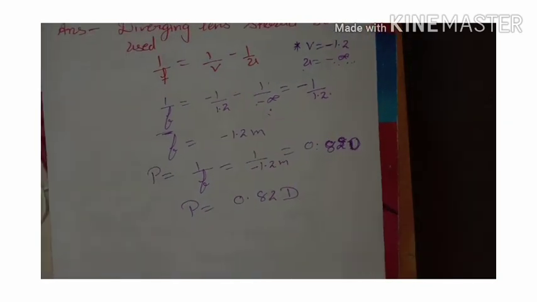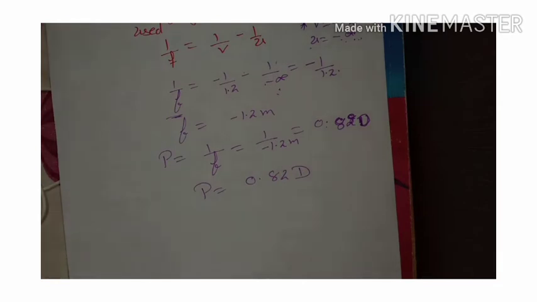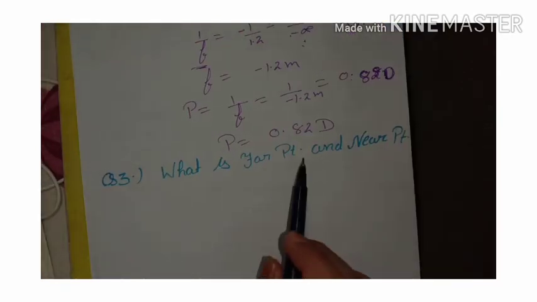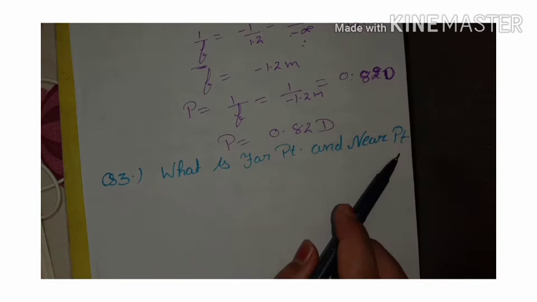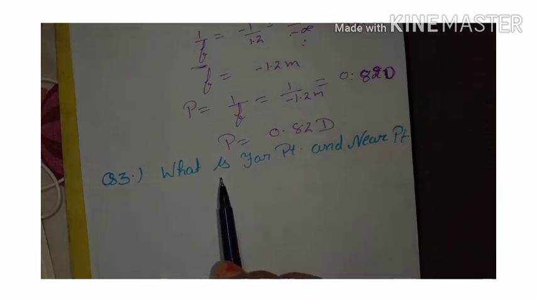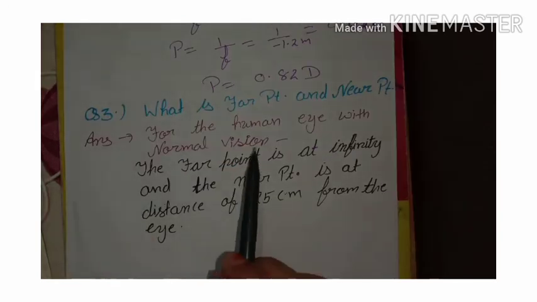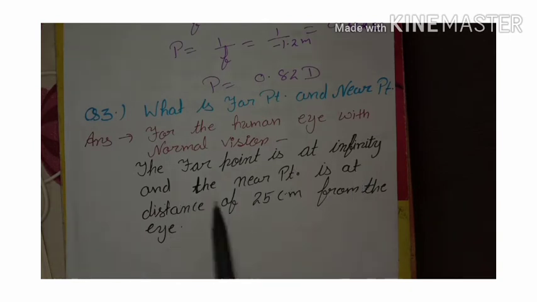Now question number 3. What is the far point and the near point? This is also a theory question. So the answer: for the human eye with normal vision, the far point is at infinity and the near point is at a distance of 25 centimeter from the eye.